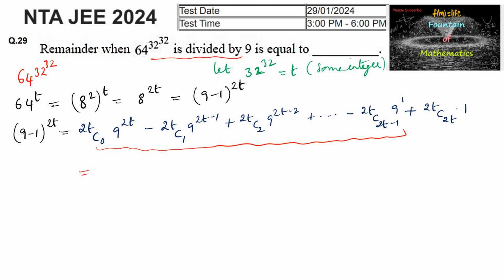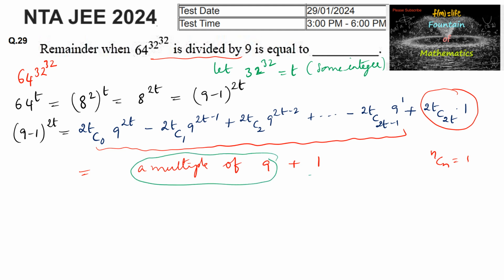So 9 power 2t is a very big number, so 9 can definitely be taken common. So 9 into something, we can say it's a multiple of 9, plus 2t c 2t, whose value, like nCn, is equal to 1. So we can say this is 1. So we can write this as 9 into some integer k, 9k plus 1.